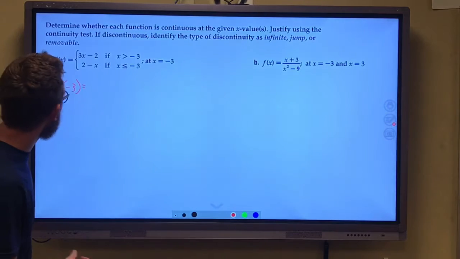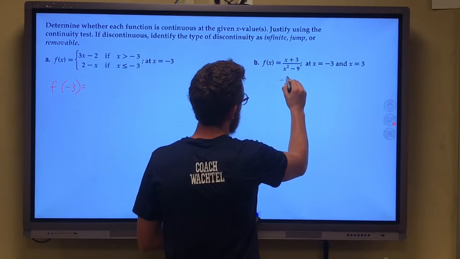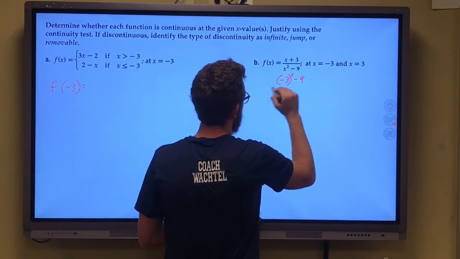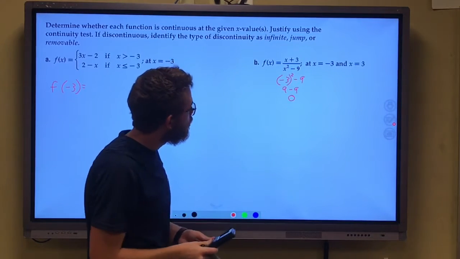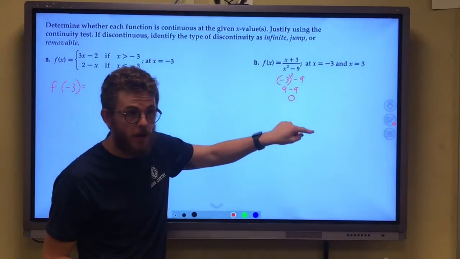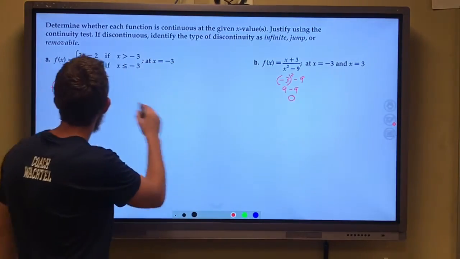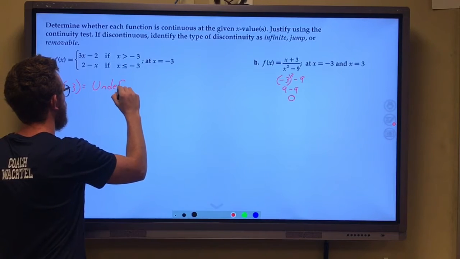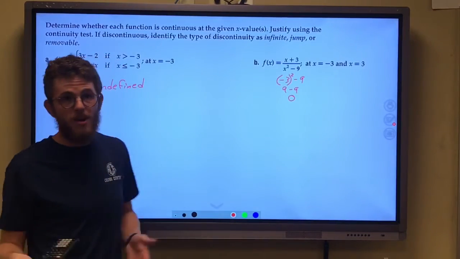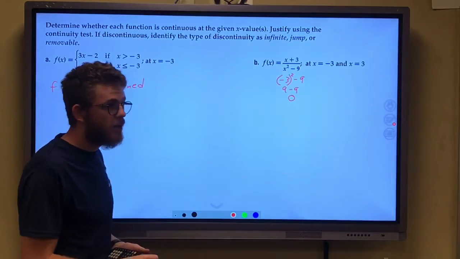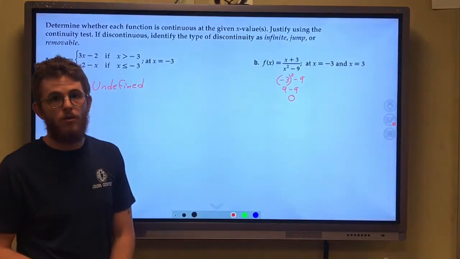When we look at f of -3 and we plug that in here, well, we have 0 on the bottom. Notice if we plug in -3 here, we get a 0 on the bottom, which means it is undefined. Right here at -3, this is undefined because we had division by 0. So we know already it's not continuous. It's not going to be a jump discontinuity. So it's either going to be infinite or it's going to be removable.